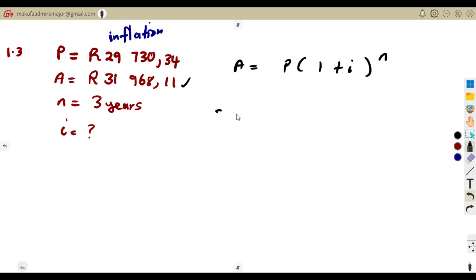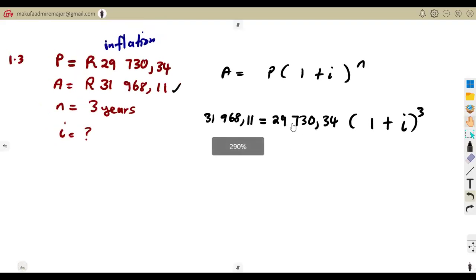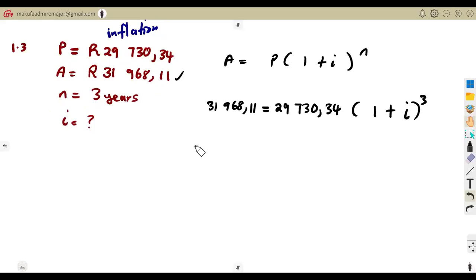So this is 31,968.11 for the amount, which is equal to the principal, you have it, 29,730.34, into 1 plus I, which you need to calculate and do not know. But n is the exponent, which is 3. You can substitute the values there and calculate the value of I. We are now playing with our mathematical skills.